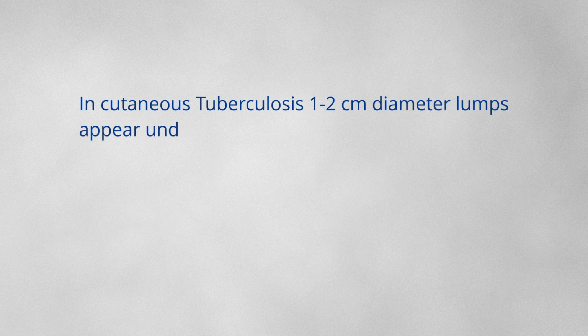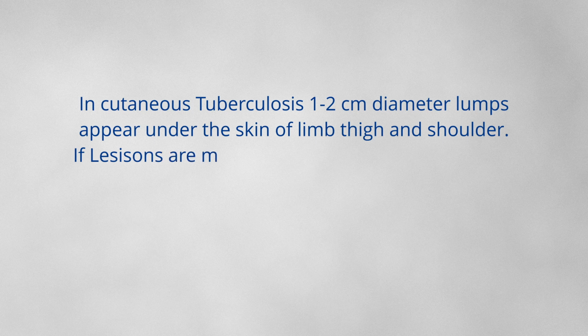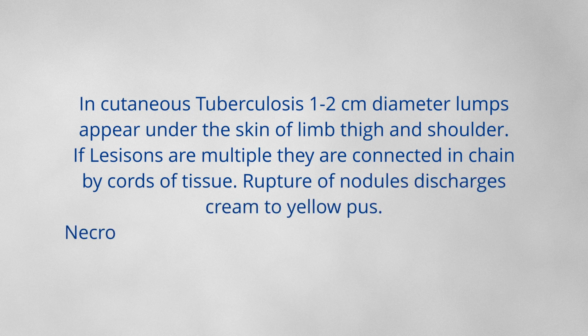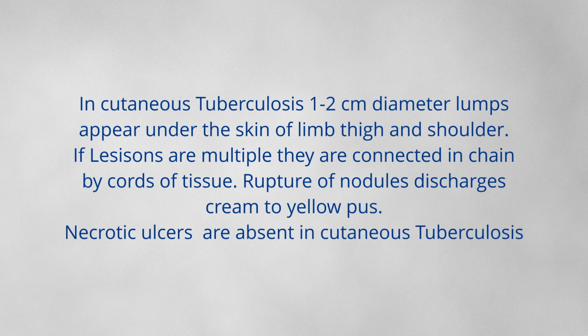Next, bacterial disease, cutaneous tuberculosis: 1 to 2 centimeter diameter lumps appear under the skin of limb, thigh, and shoulder. If lesions are multiple, they are connected in a chain by cords of tissue. Rupture of cutaneous tuberculosis nodules discharges green to yellow pus. Necrotic ulcers are absent in cutaneous tuberculosis.